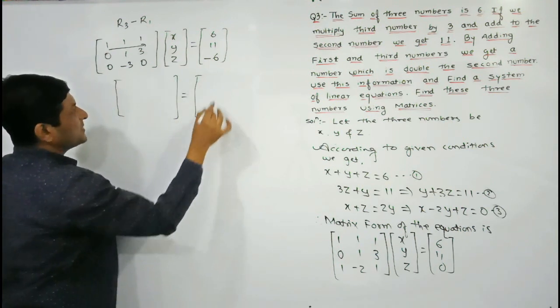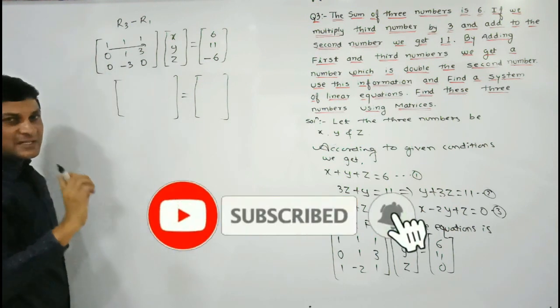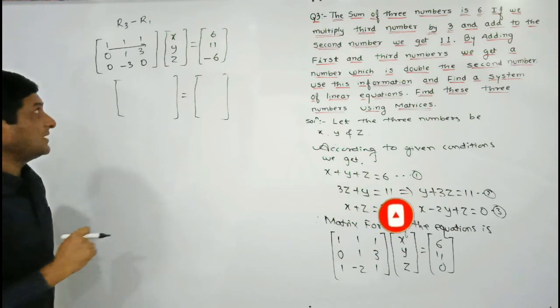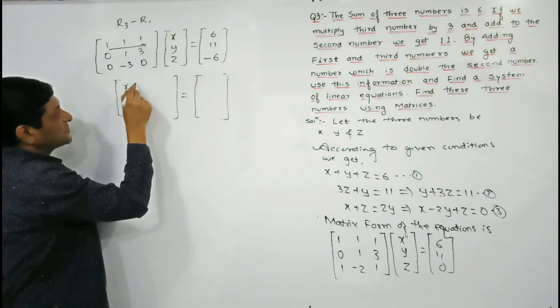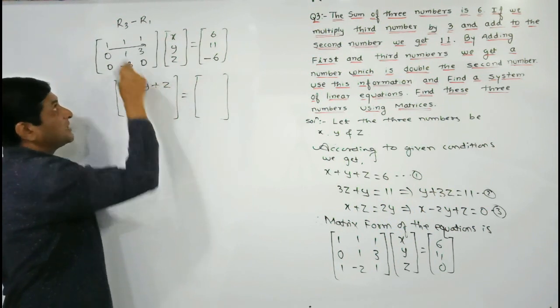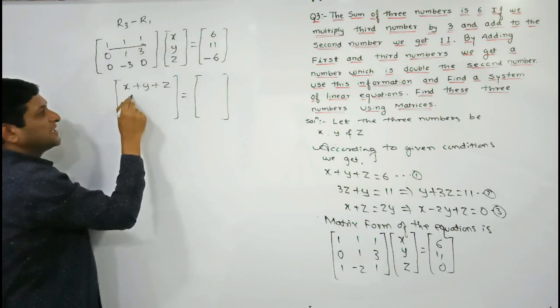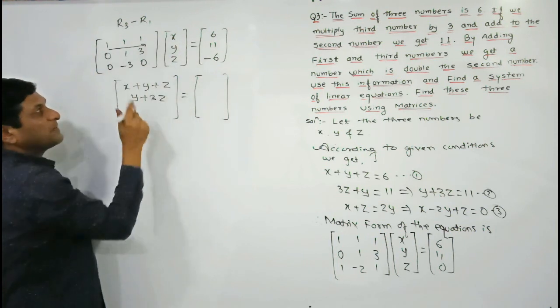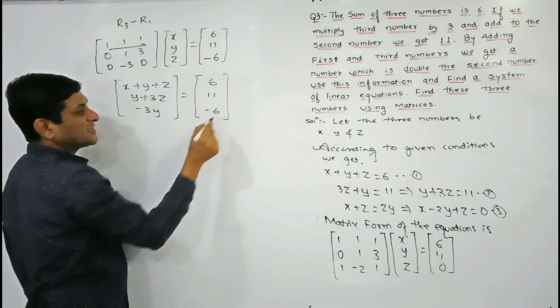This matrix does not become upper triangular, but here these two elements become 0. So at least two elements of the third row become 0, and we are able to apply the reduction method. So here what we will get: x plus y plus z. Multiplying the first row by the first column, then the second row by this column, what we will get is 0 plus y plus 3z, meaning y plus 3z. Lastly, 0 minus 3y plus 0 means minus 3y. On this side 6, 11, minus 6, keep it as it is.